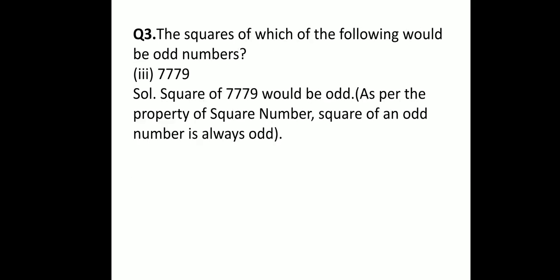Question number 3 says the squares of which of the following would be odd numbers. As we have discussed, if I am squaring any odd number, then the square of that odd number will definitely be odd, and if I square an even number, the square of that number will be even. Using this property, you can write down that the square of 777 would be odd. As per the property of square numbers, the square of an odd number is always odd. Children, I hope all these properties are very much clear to you.